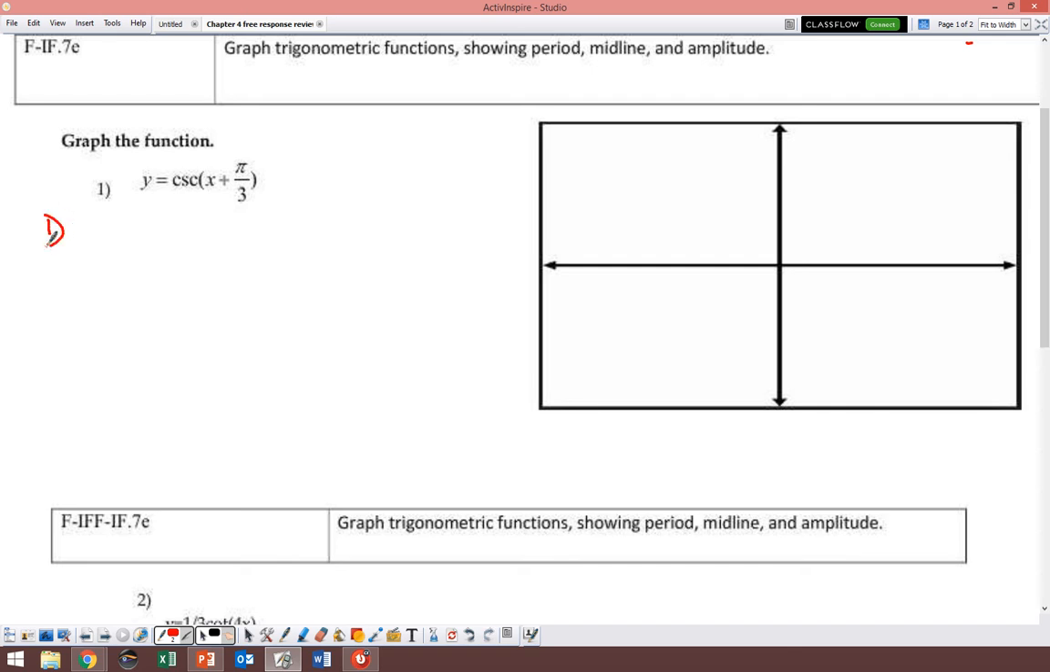is amplitude. Amp is? Okay. Step 2, period. What's my period? What is it? Is it 2 pi? 2 pi over b, and my b value here is 1, right? C. Okay. 3.